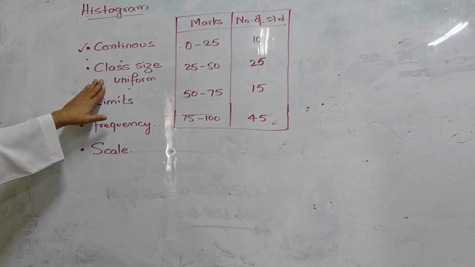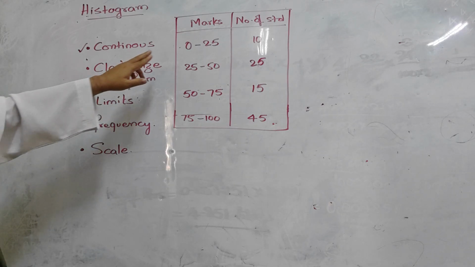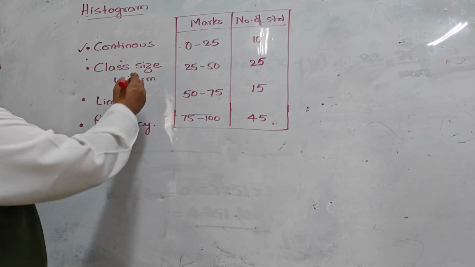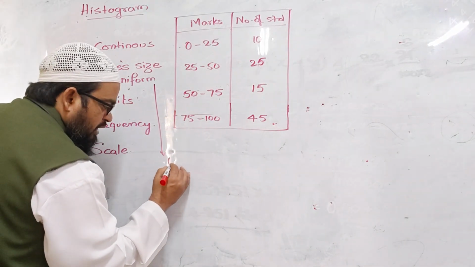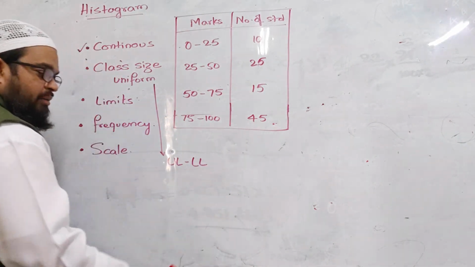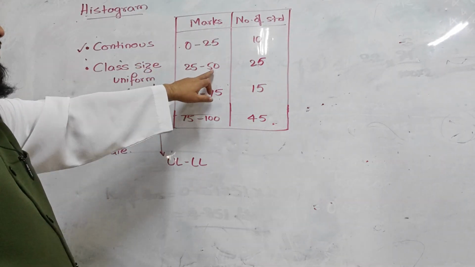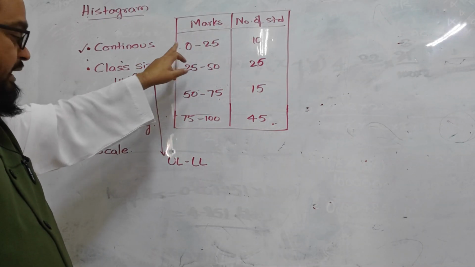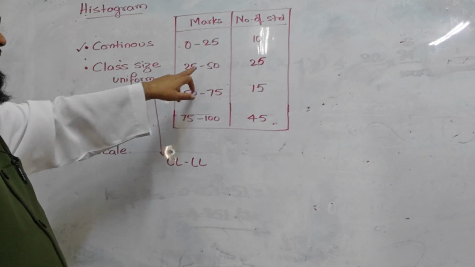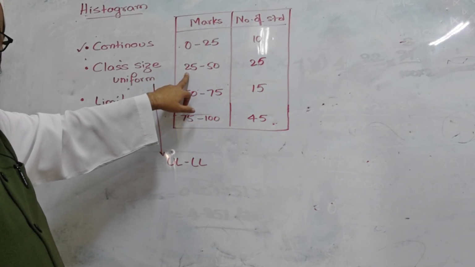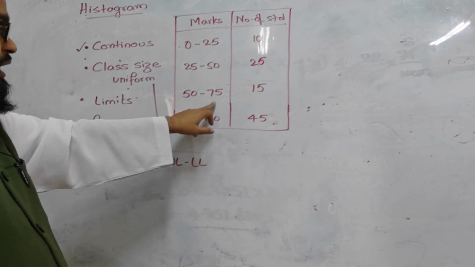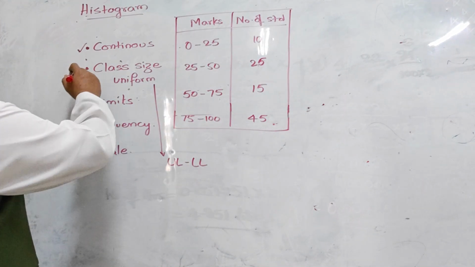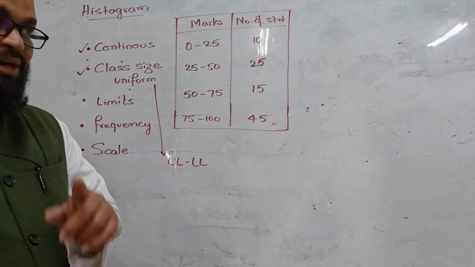And next, whether the class size is uniform or not. See, what is the class size? In order to find the class size, what you are supposed to do? Upper limit minus lower limit. So upper limit is 25 and lower limit is 0. So when you find the difference, the class size will be 25. And in the same way, 50 minus 25, 25. Here also you have 25. Here also you have 25. So you have uniform class size. Okay, this is very important.